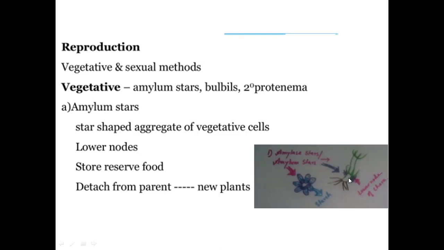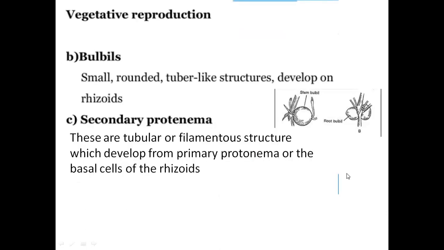They detach from here and they grow as an independent plant body. That is their function. Once they mature, they detach from here and they grow as an independent Chara. And the second one is bulbils. You can see here stem bulbil, and this is root bulbil.